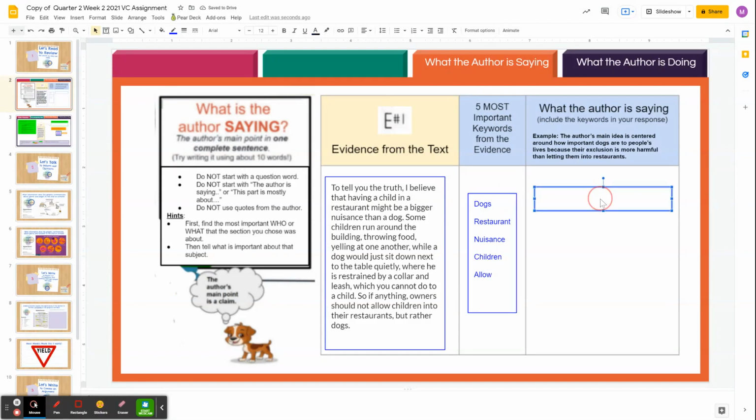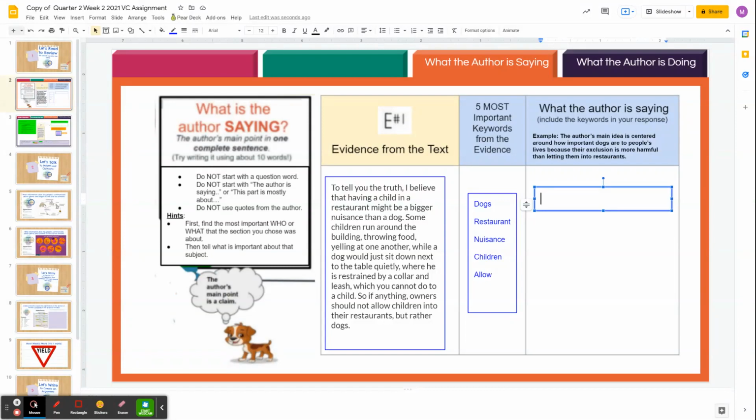From there, you'll use those 5 words to answer the question, what is the author saying? Now remember, this skill is more critical and more in depth than just summarizing. So, what that means is we're evaluating the text. Think of it as when you choose a coat because it's cold outside. You choose that because of an observation you make. Well, these 5 words are the observations that we just made of what the author is doing. So we're going to use those 5 words to create that what the author is saying.